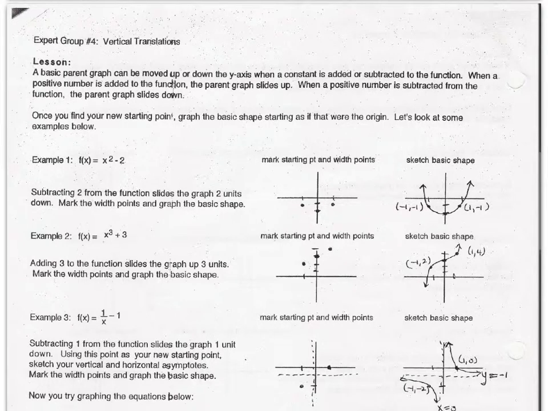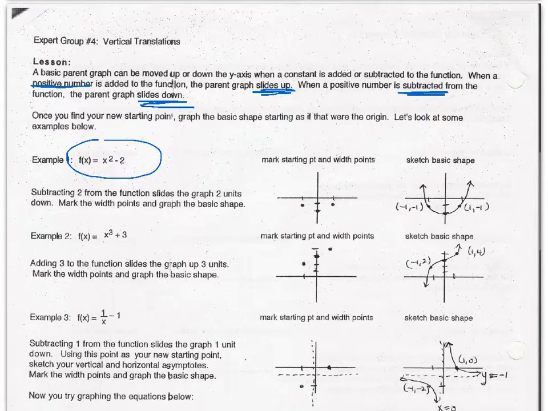Alright, here we go. For this one, we're either moving it up or down. Now this is a lot easier right here. If you're adding, it's not affecting the x, meaning there's no parentheses with the x. If you're adding, then that means you're moving it up. Okay, and where does it say it? Right here. Here we go. If you add a positive number, then it slides up. If it's a number subtracted, then it slides down.